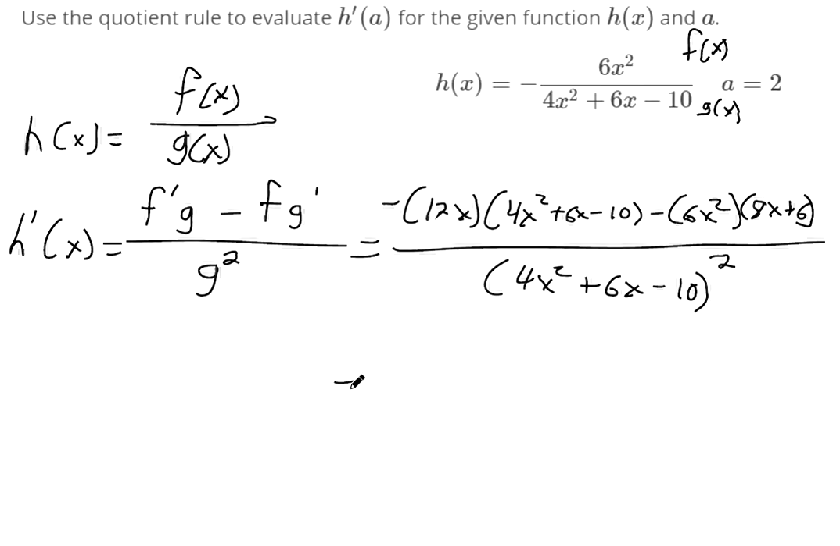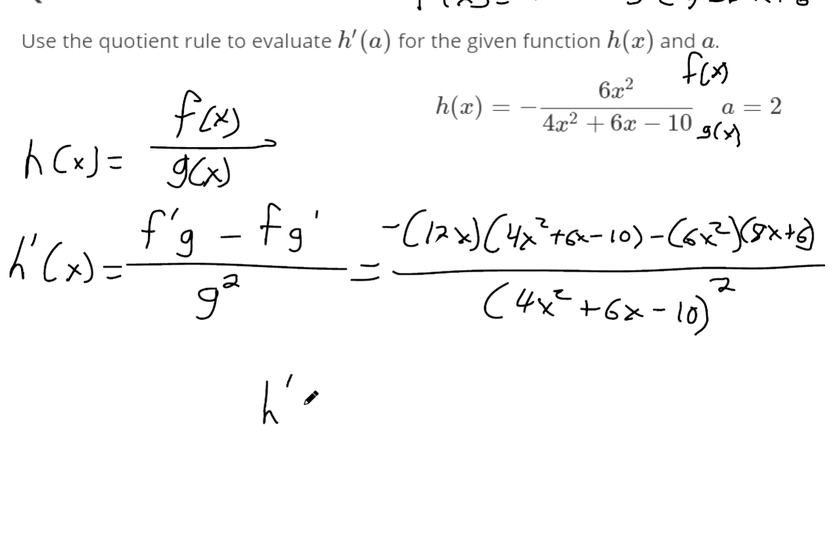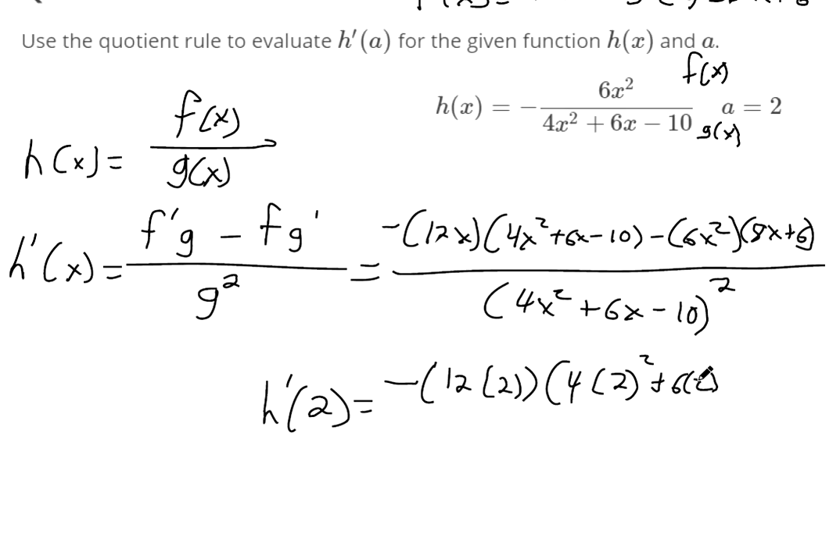You could simplify algebraically if you want, but the goal of this question is to evaluate h prime of a, so that a is 2. Another way of writing what they're asking you to do is to find the derivative when x equals 2. So I'm going to just go through here and plug 2 in for x instead of simplifying algebraically. I don't know what would be easier. Oh, I'm out of room in the numerator. So this is subtract 6 times 2 squared, and that's 8 times 2 plus 6.